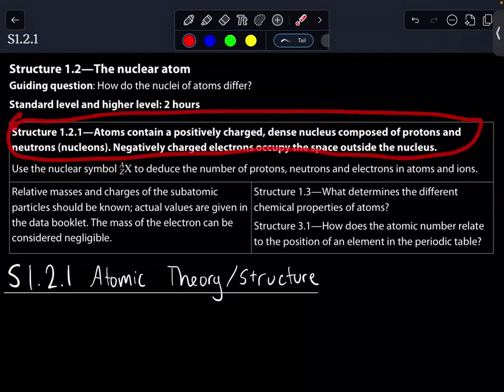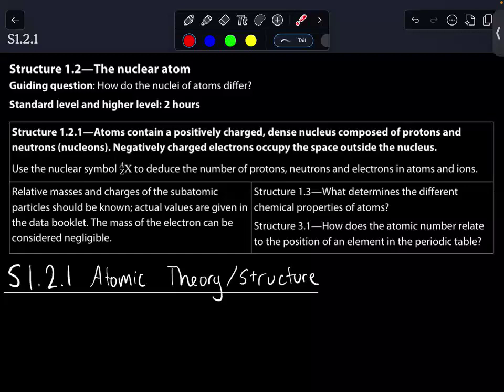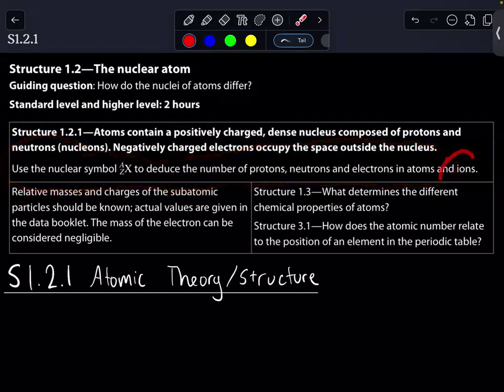Atoms contain a positively charged, dense nucleus composed of protons and neutrons. Call those nucleons. Negatively charged electrons occupy the space outside the nucleus, so that's what we are covering today. We're going to use nuclear symbol notation to deduce the number of protons, neutrons, and electrons in atoms and ions. We'll cover that towards the end, or maybe even in another lesson.